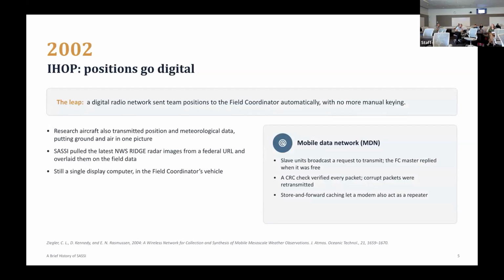In 2002, there was a big leap. Suddenly, you didn't actually need to ask the coordinator for anything during IHOP. The research aircraft from NOAA was able to start transmitting meteorological data and put the ground images into one picture. SASE pulled the latest NWS bridge radar images from a federal URL and overlaid them onto the field data. Unfortunately, the same limit remained. You had a single computer on the field coordinator's display, and not everyone had a shared picture.